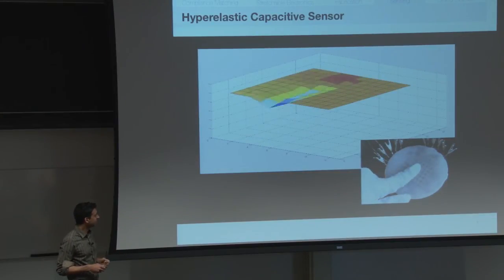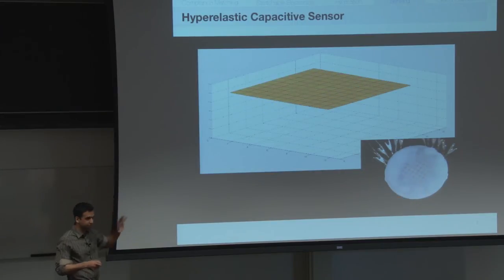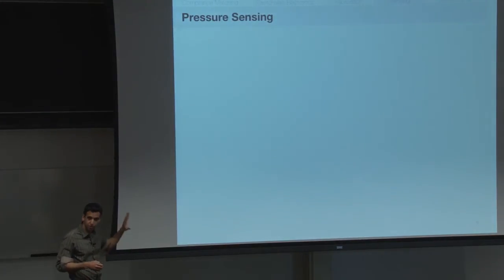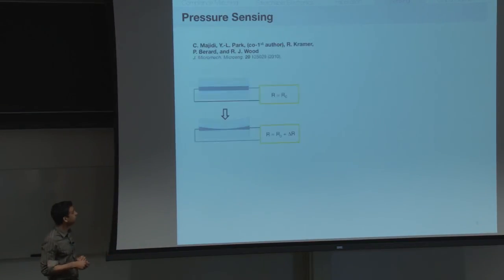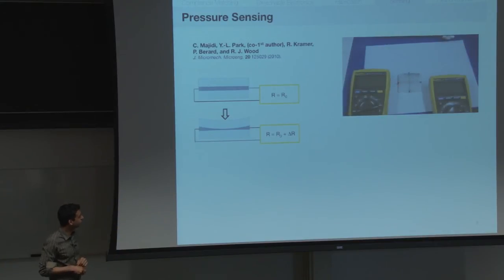That's capacitive sensing. Just to raise awareness about this capability, I'm going to go over all the different sensing modes that we can achieve with these liquid phase gallium indium alloys. That was capacitive pressure sensing. There's also pressure sensing with resistance. Actually, my first contribution in this area was on this mode of pressure sensing.